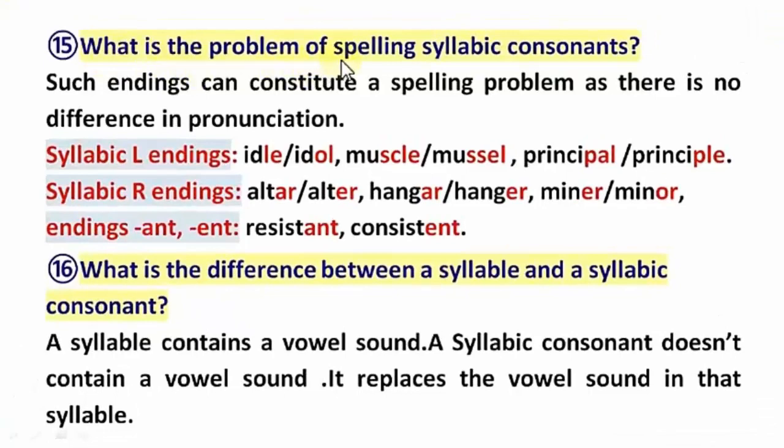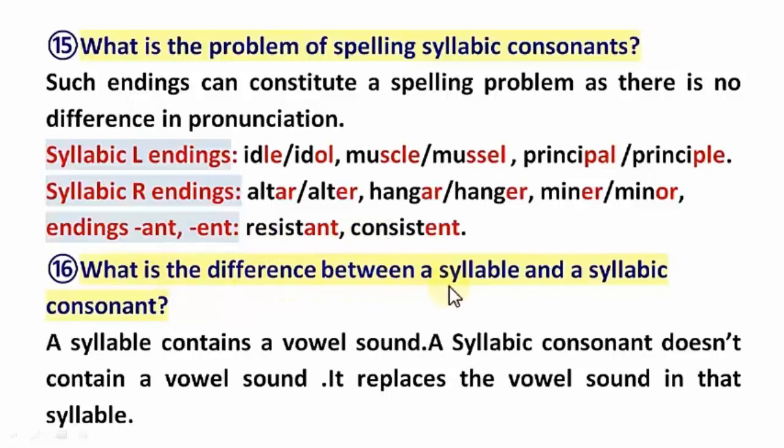What is the problem of spelling syllabic consonants? Such endings can constitute a spelling problem, as there is no difference in pronunciation. Syllabic L endings: idol, muscle, principle. Syllabic R endings: alter, hanger, minor. Endings ANT and ENT: resident, consistent.